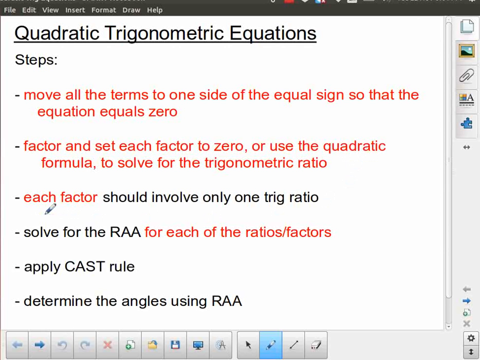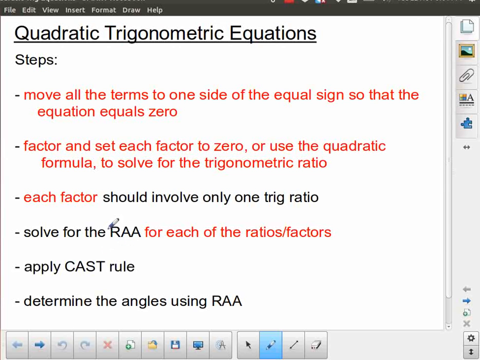Whenever you are dealing with a factor, each individual factor should only involve one trig ratio. The overall equation may actually have multiple trig ratios, but each individual factor that you hope to solve, you need to reduce that down to a single trig ratio. And again, we're going to be looking at a number of ways to do that.